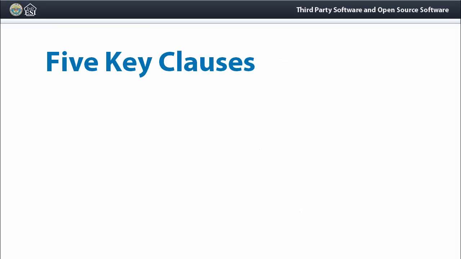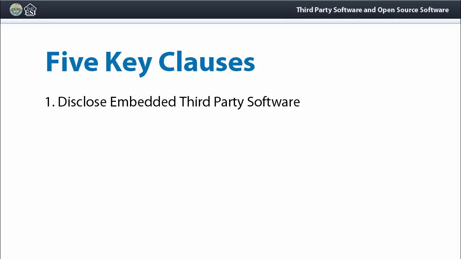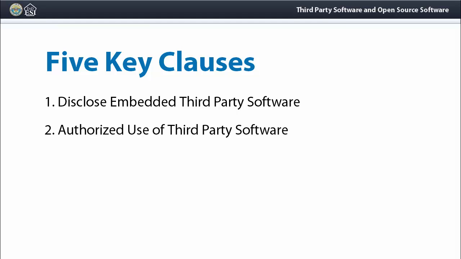The government can guard against these liabilities by including 5 clauses in every EULA, which will require the publisher to: 1. Disclose all third-party software embedded in or delivered as part of their primary software. 2. Covenant that the third-party software is used appropriately in the primary software. This means the publisher has signed licenses authorizing the publisher to use the third-party software.